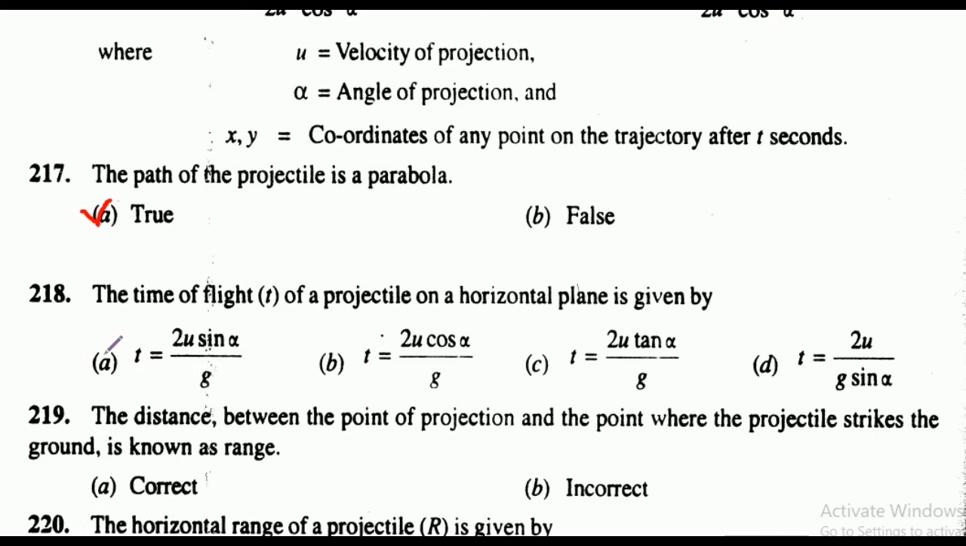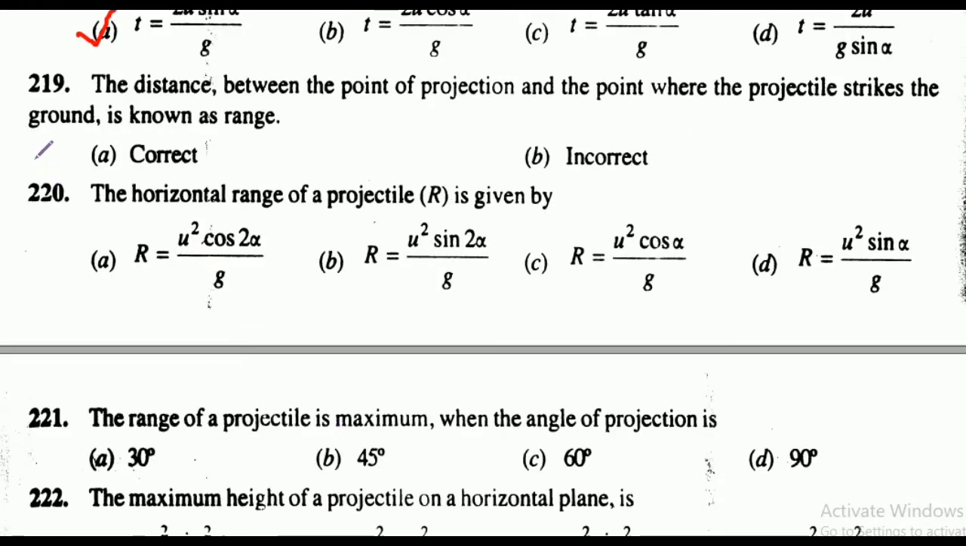Next is question 218. The time of flight t of a projectile on a horizontal plane is given by. Here friends, these are the options and correct answer is option A, that is t is equal to 2u sine alpha upon g. Okay, next is question 219. The distance between the point of projection and the point where the projectile strikes the ground is known as range. Options are correct or incorrect. Here correct answer is option A, that is it is correct.